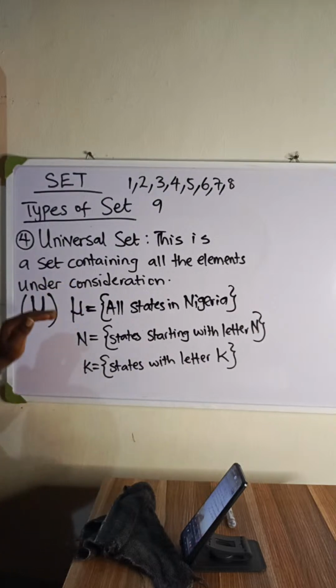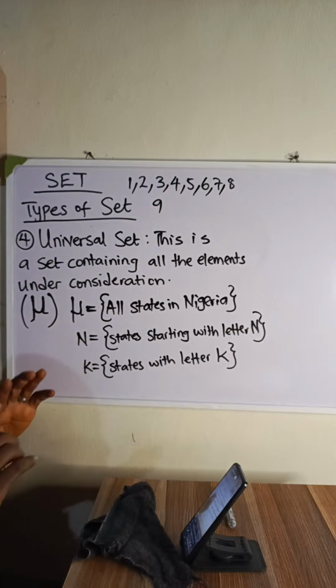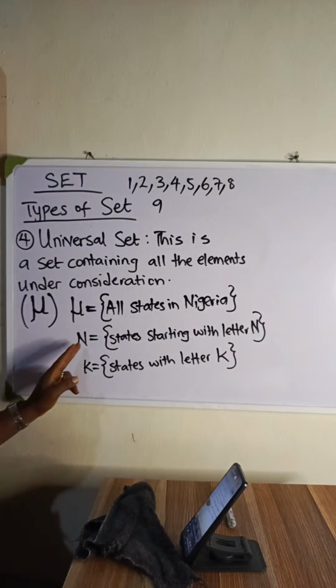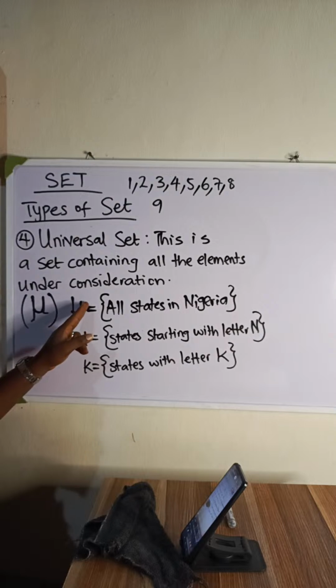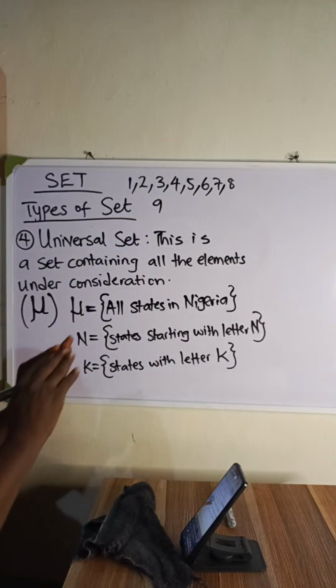So if you want to say N, N is only the states in Nigeria that start with the letter N. But are those states still part of this universal set? Yes. These ones are states that start with the letter K. They are just a smaller group.